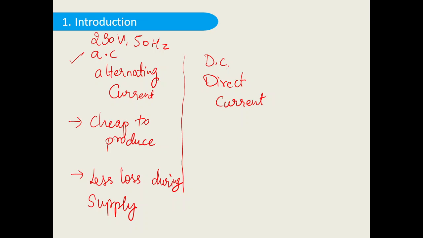So most of the electronic components, for example, your TV system and many other things, just work with direct current. So it is very much necessary to convert the alternating current to direct current. And this process of converting an alternating current to direct current is called rectification.